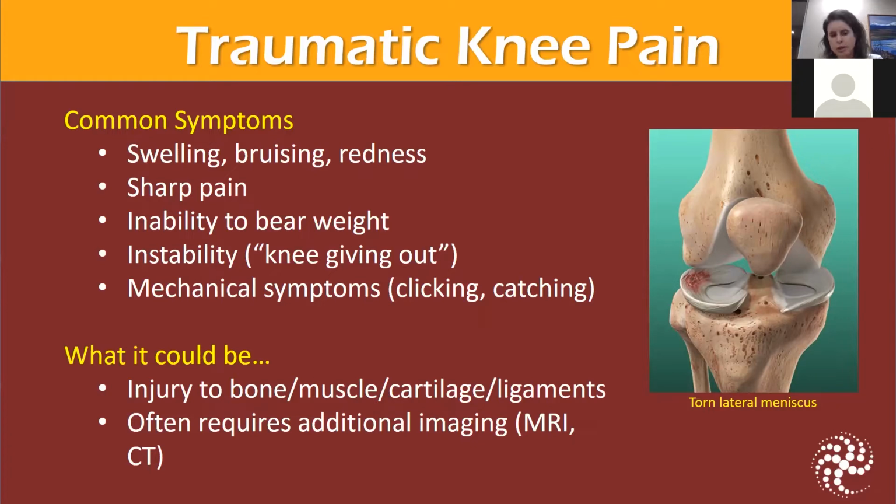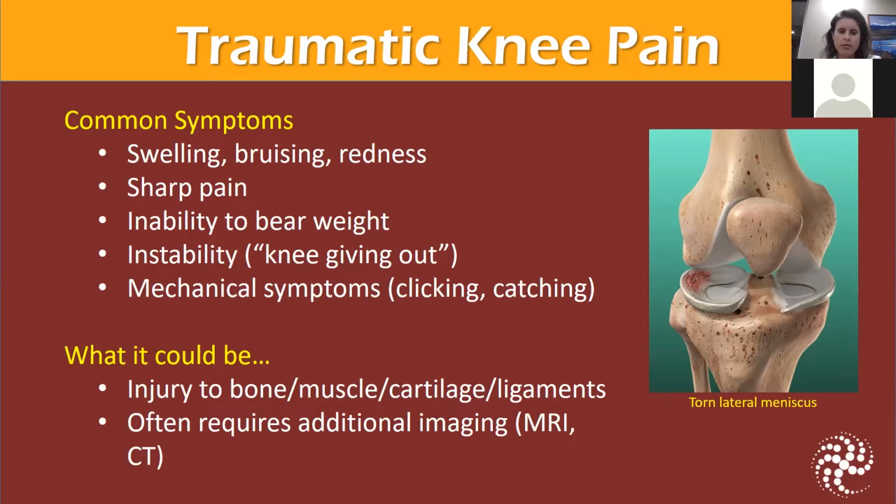Oftentimes your inability to bear weight, the knee will feel unstable. This doesn't necessarily mean that there's been a ligament injury. Instability can also come from pain, or if there's swelling in the knee, the muscles that I mentioned, like the quadriceps and the hamstring, aren't at their efficient length, if you will, and so they can't protect the knee, they can't keep it stable, and so it'll feel like it's giving out.